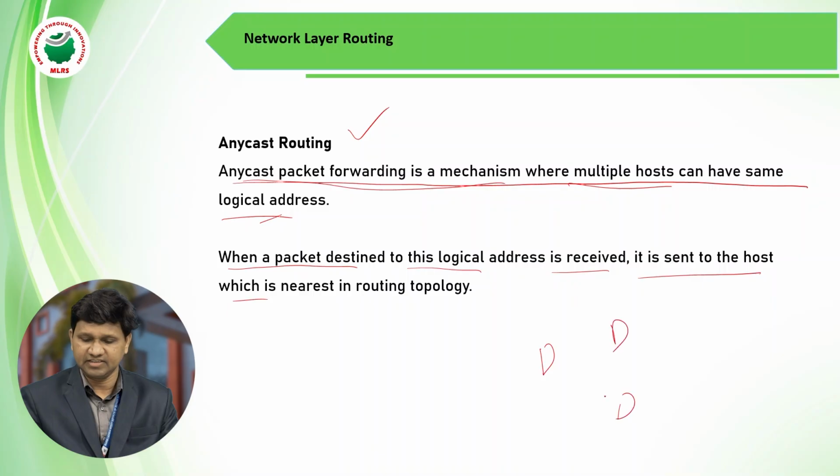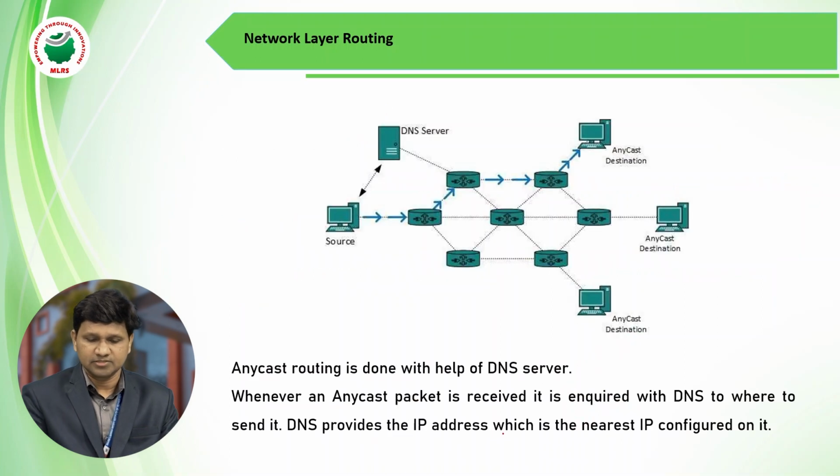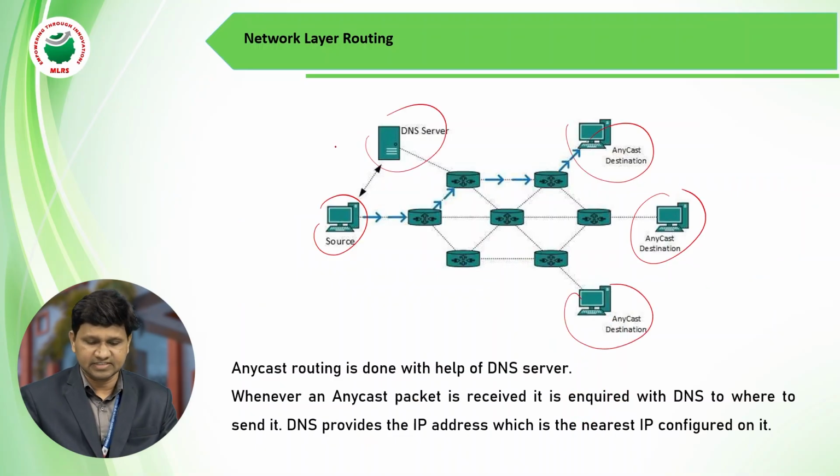Suppose from here to here the distance is high. Let's assume one weight is 30 and the other weight is 10. Obviously the path with weight 10 will be chosen in anycast routing. So: source, anycast, anycast, anycast. Here we have to maintain the DNS server. Anycast routing is done with the help of DNS servers. Whenever an anycast packet is received, DNS is queried about where to send it.